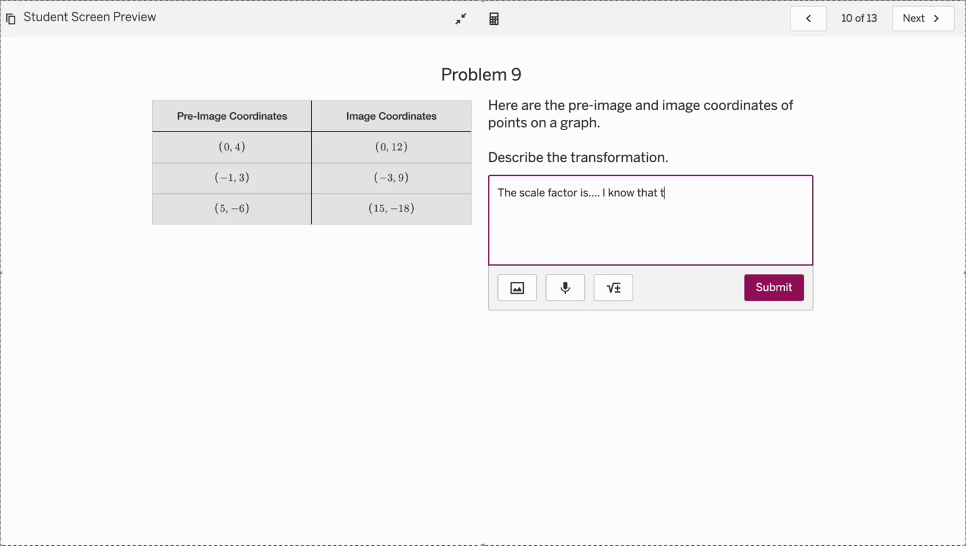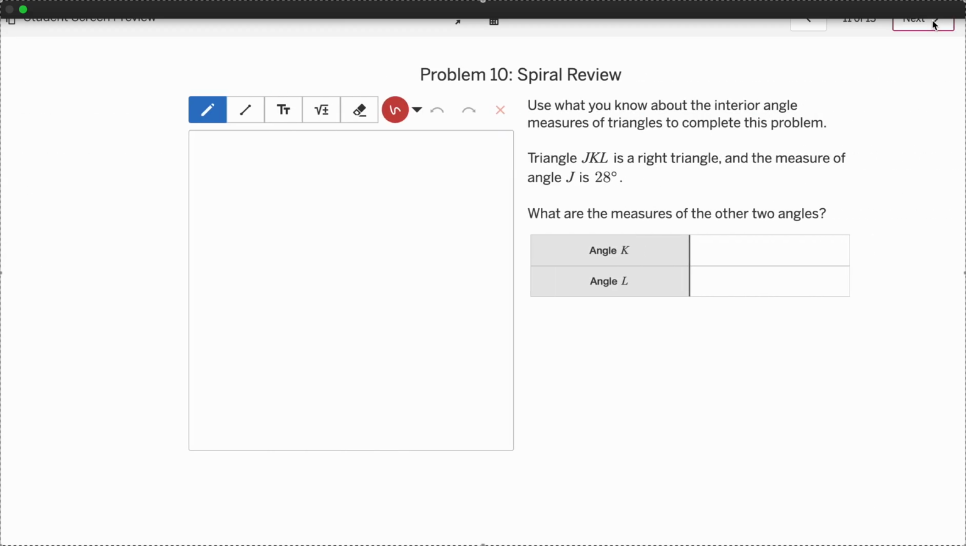I know that the image will be blank than the pre-image. I put the blank there because I want you to tell me, is the image going to be bigger or smaller than the pre-image? Okay, so then you can submit that whenever you answer that and move on.